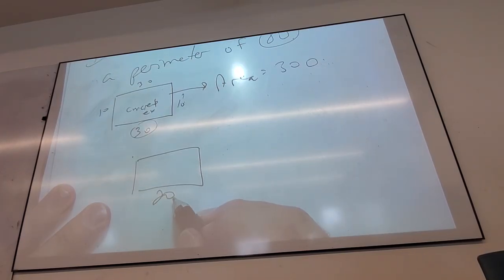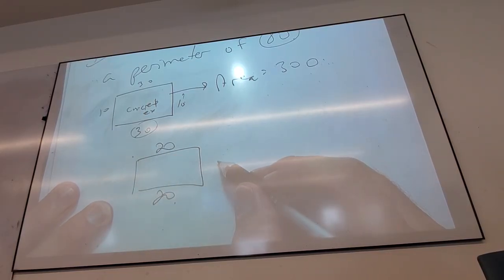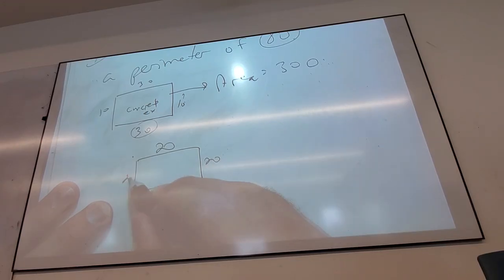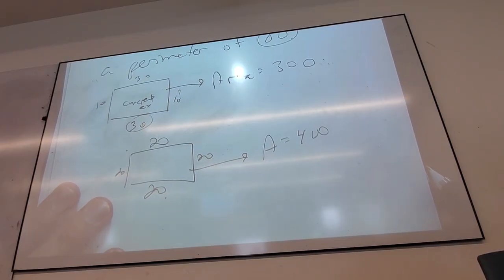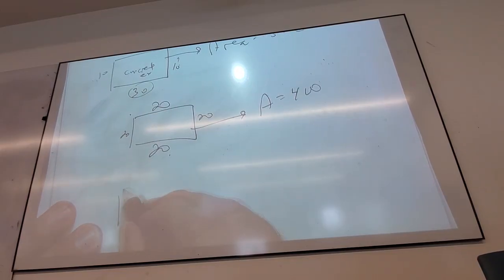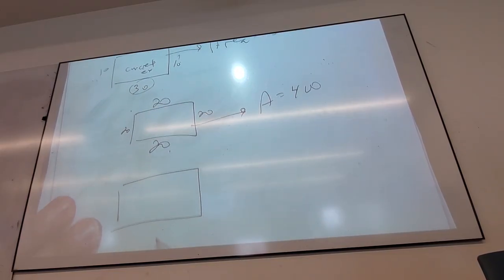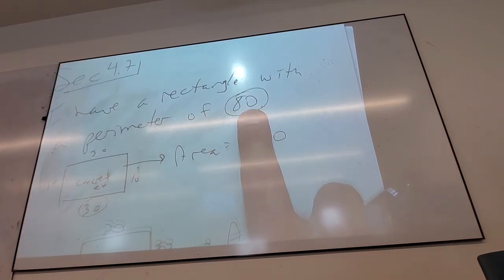20? So that's 20, this is 20, what are these? It would be a square. What's the area? 400, right? You guys with me? Can somebody else, somebody I haven't heard from yet, give me a number that would work for down here? I want 80 total perimeter all the way around.